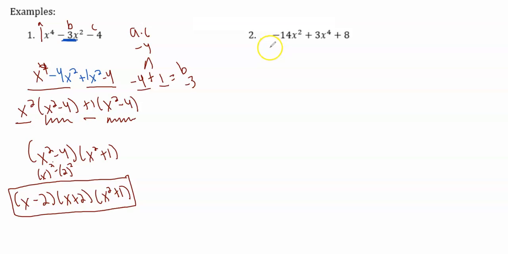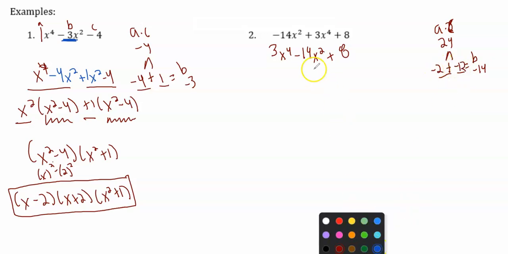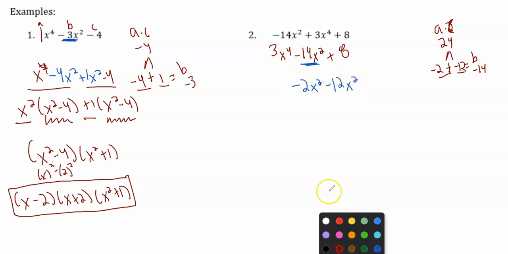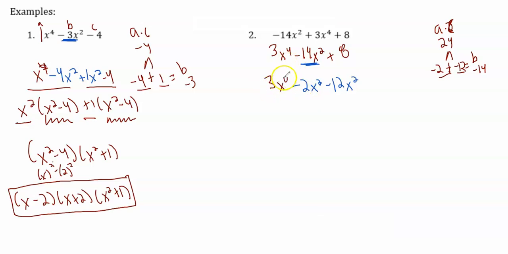Here, this is not in standard form, so I'm going to rewrite this in standard form with my highest degree to lowest degree. I see I have 3 terms now. A times C is 24. Well, multiplies to 24, but adds to my B of -14, -2, and -12. So I'm rewriting this center number as a -2x squared minus 12x squared. And then I'm going to continue onward.